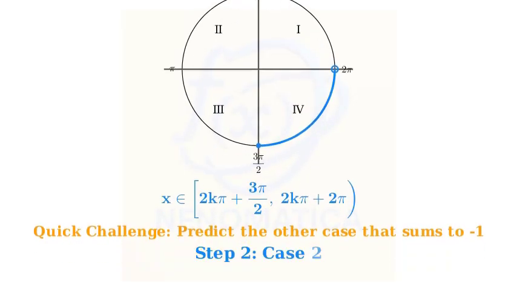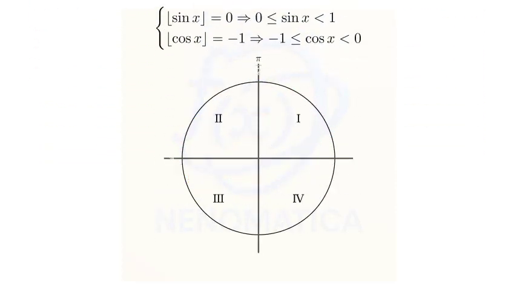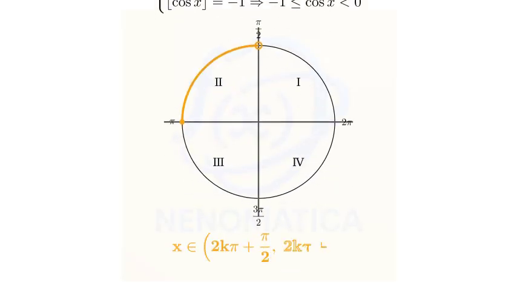Step 2, case 2. Now we set floor of sine x equal to 0 and floor of cosine x equal to -1. That means sine x lies between 0 inclusive and 1 exclusive, and cosine x lies between -1 inclusive and 0 exclusive. From the quadrant picture, that puts us in the second quadrant. Angles range from just after pi over 2 up to pi inclusive in each 2 pi cycle. Let's write that interval now.